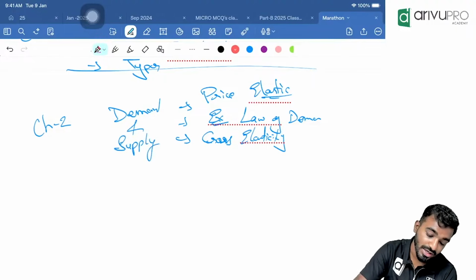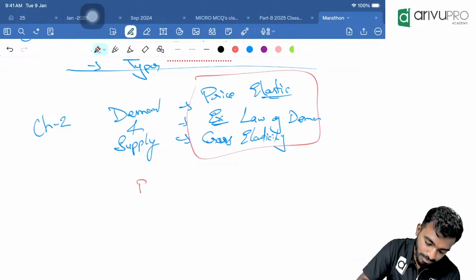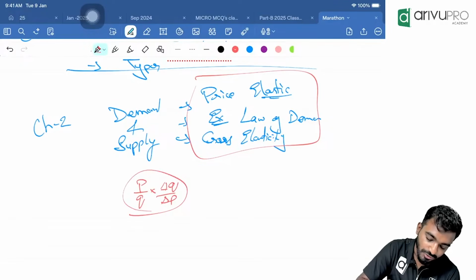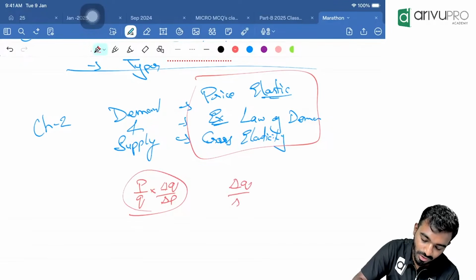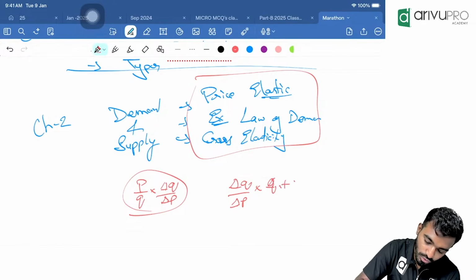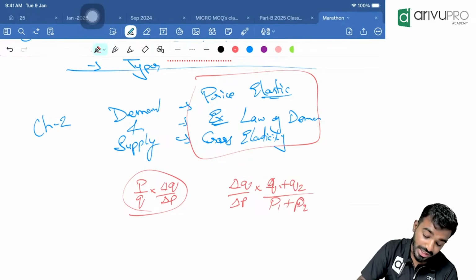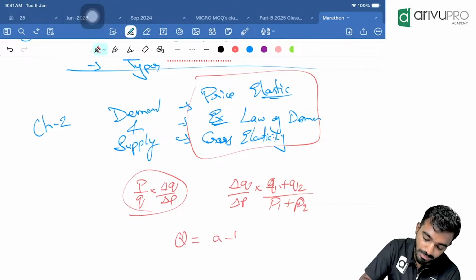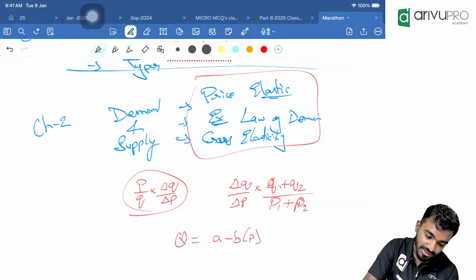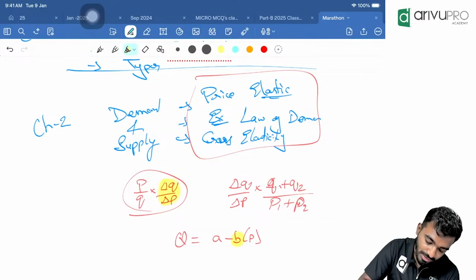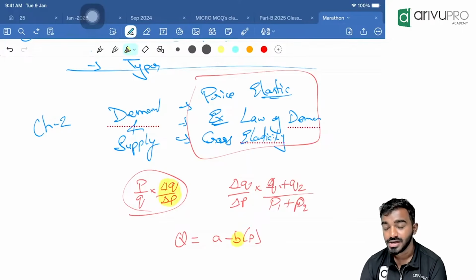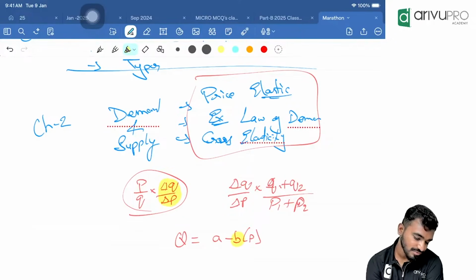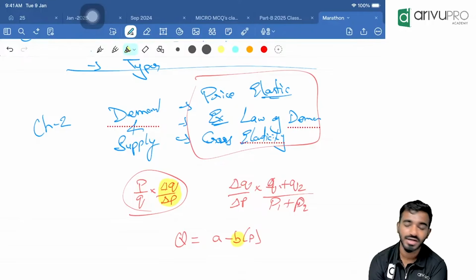And especially numerical calculations. Formula method: P by Q into change in quantity by change in price. ARC method: change in quantity by change in price into (Q1 plus Q2) divided by (P1 plus P2). And equation formula Q equals A minus B of P, where the B value is nothing but change in quantity by change in price. 3 different types of numerical value. That is for sure going to come. Any one of that will be there.